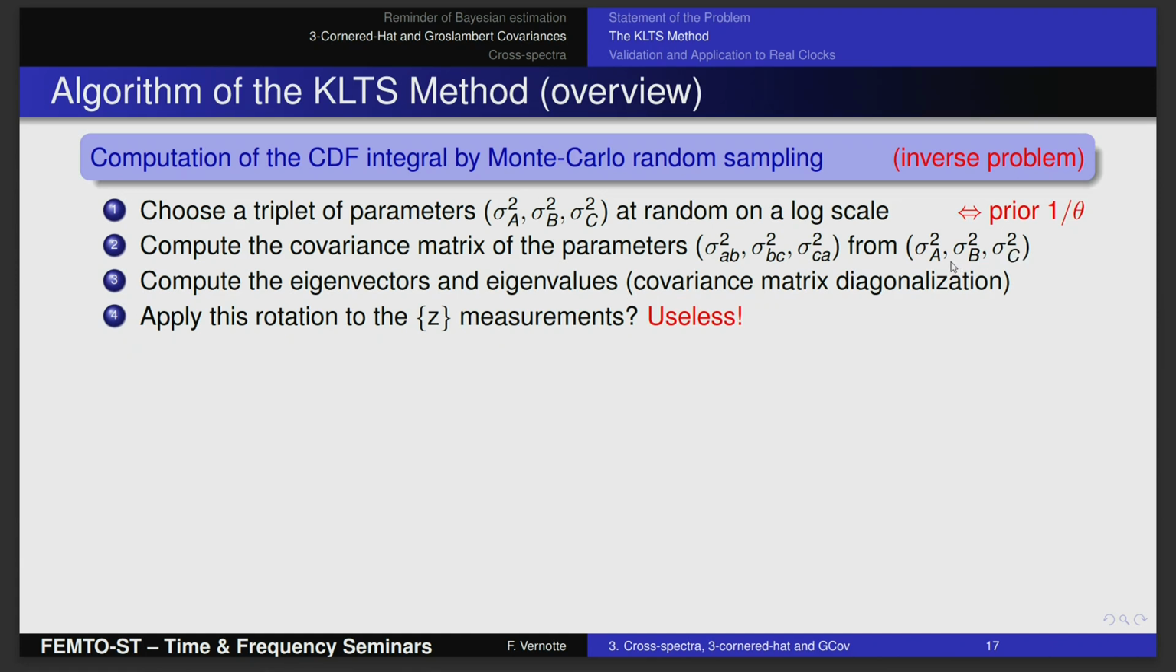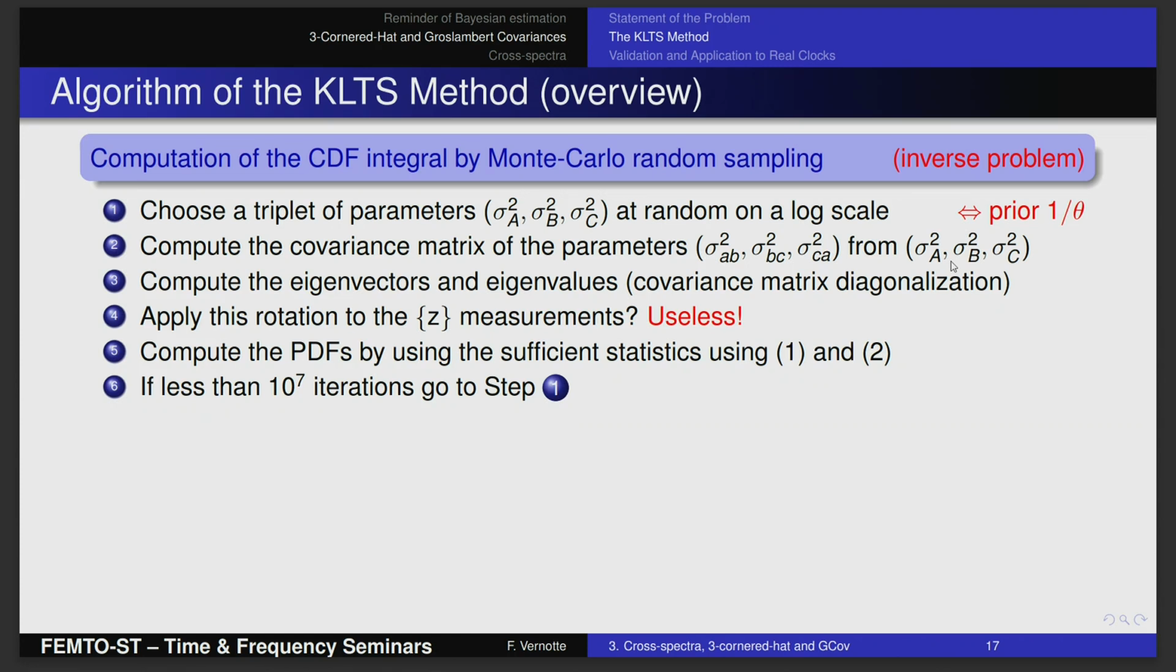And it's relatively simple to do. It's only a matrix, a 3 by 3 matrix. You compute the eigenvectors and eigenvalues of this covariance matrix, so you diagonalize the covariance matrix, and you are ready to apply this rotation to the Z measurement in order to retrieve the W measurement. But it's useless, because we know that thanks to the property of sufficient statistic, you can use 1 and 2.